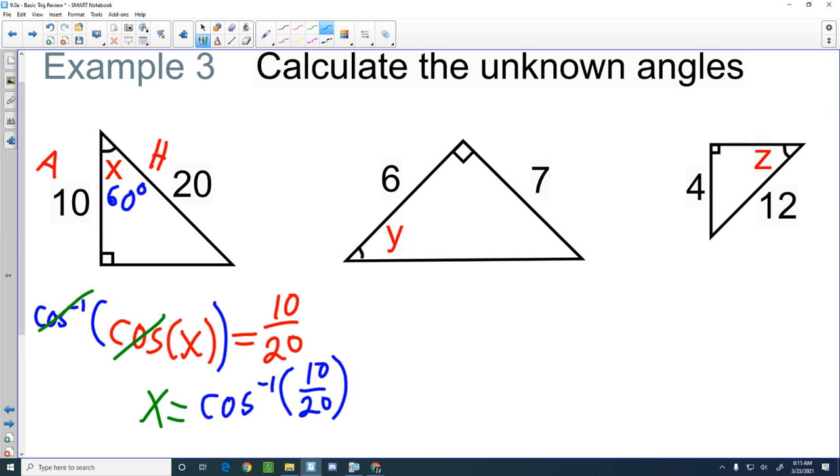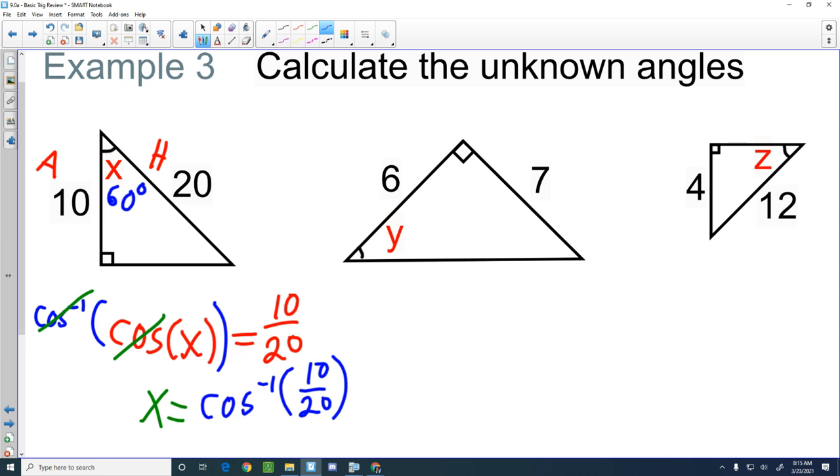So you have to type the ratio first. So type 10 divided by 20, enter, or equals. Now press second cosine. There it is, 60 degrees. Yep, cosine inverse or trig inverse functions can be a little tricky based on your calculator. You figured it out? Awesome.